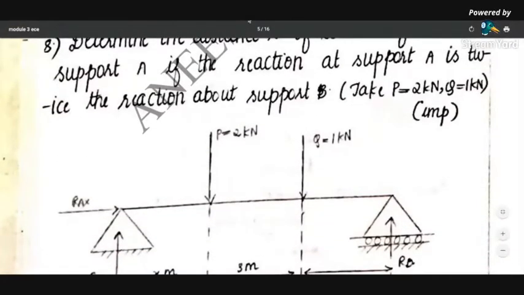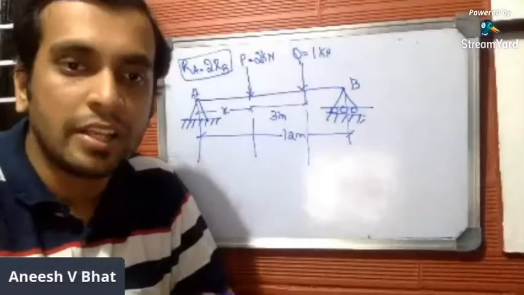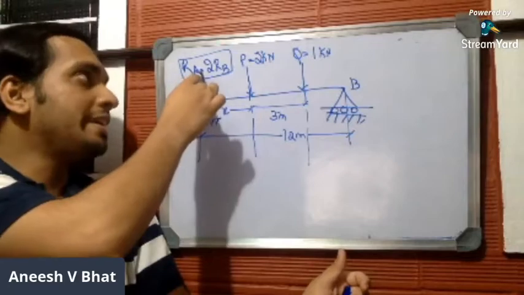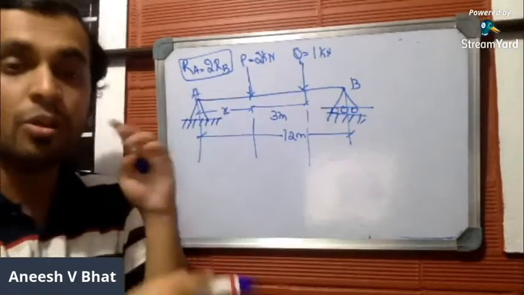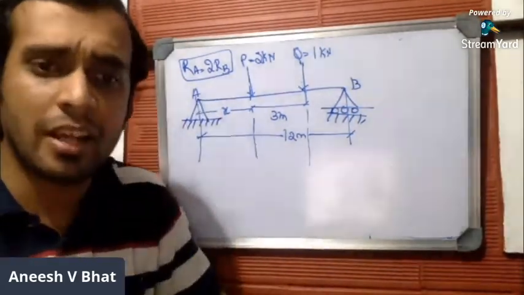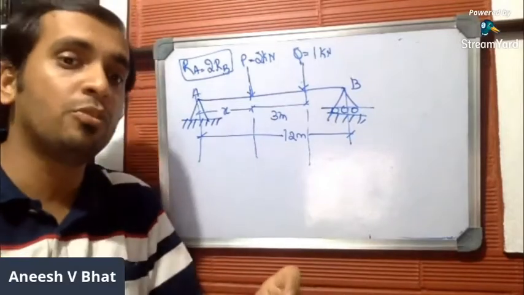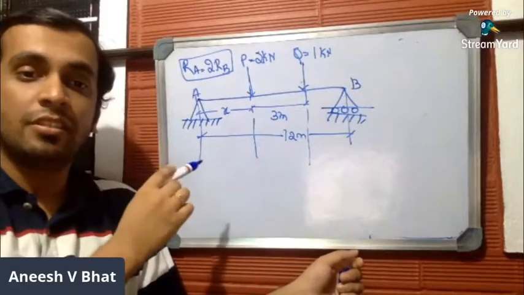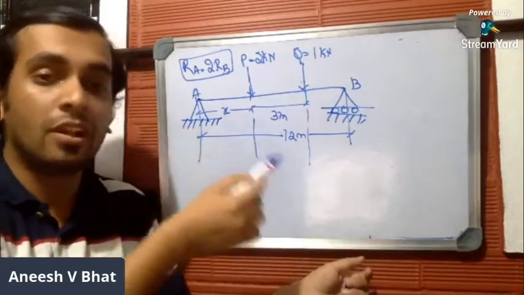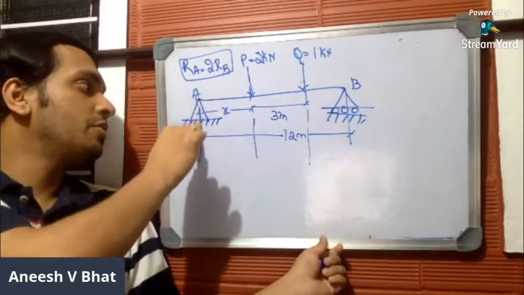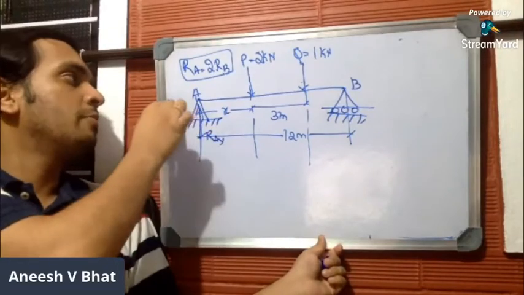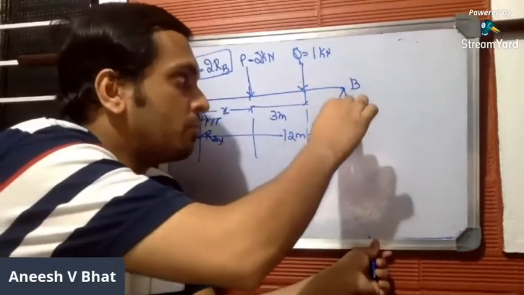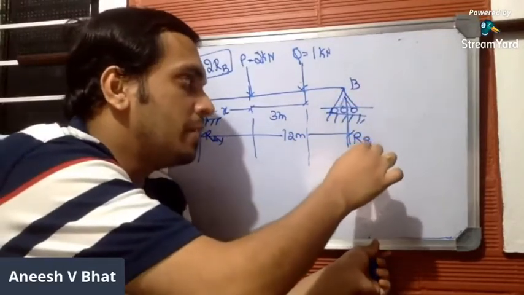You're supposed to find the value of x. This particular distance is to be found. The condition given is RA is twice RB. So in order to apply the conditions, let us go ahead with the steps. Step number 1 is to identify the type of support and mark the support reaction. Support at A is a hinge support. So hinge support will offer 2 reactions. One in y direction, this will be RAY and this will be RAX. And support at B is a roller support, so it offers only one reaction. This will be RBY.